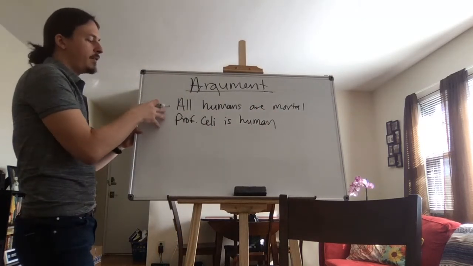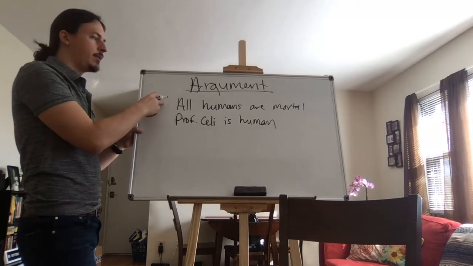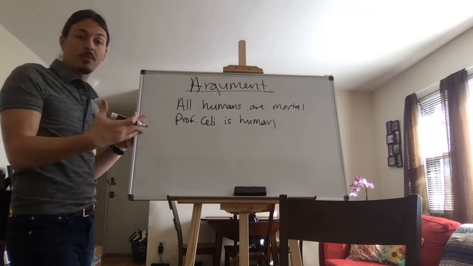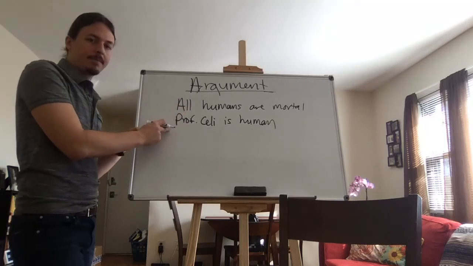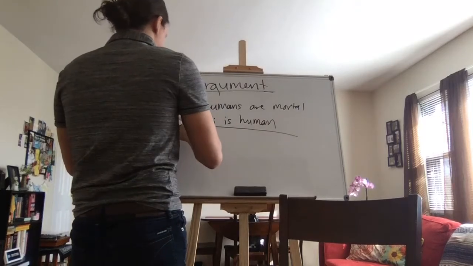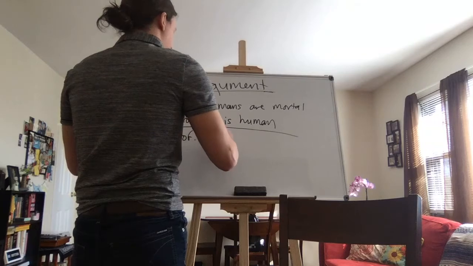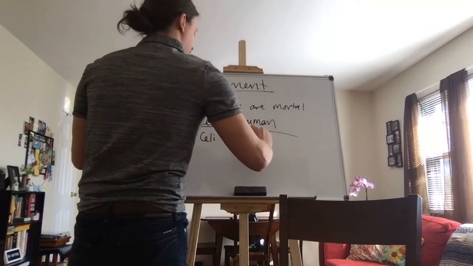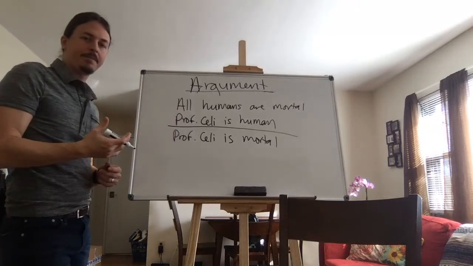So what would follow from these two claims, right? If humans are mortal, if all humans are mortal, that's the key, right? All. And if I am a human, it would necessarily follow that, therefore, I am mortal. Right? So this is an argument.